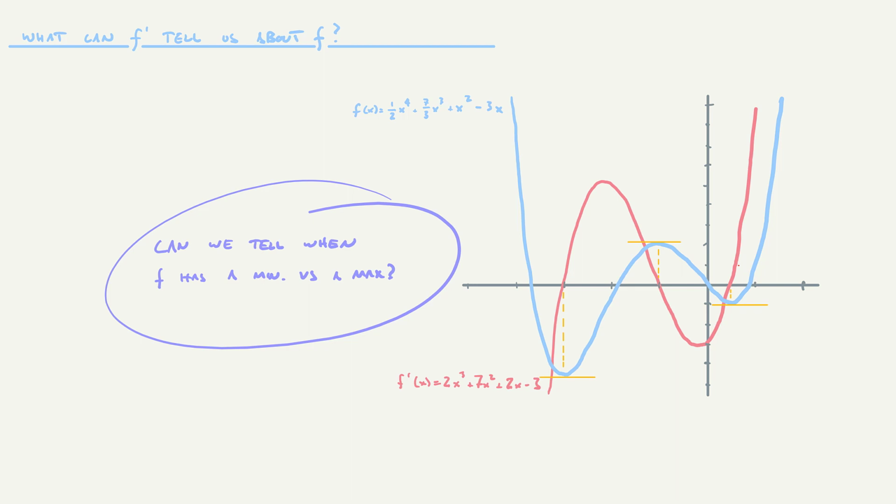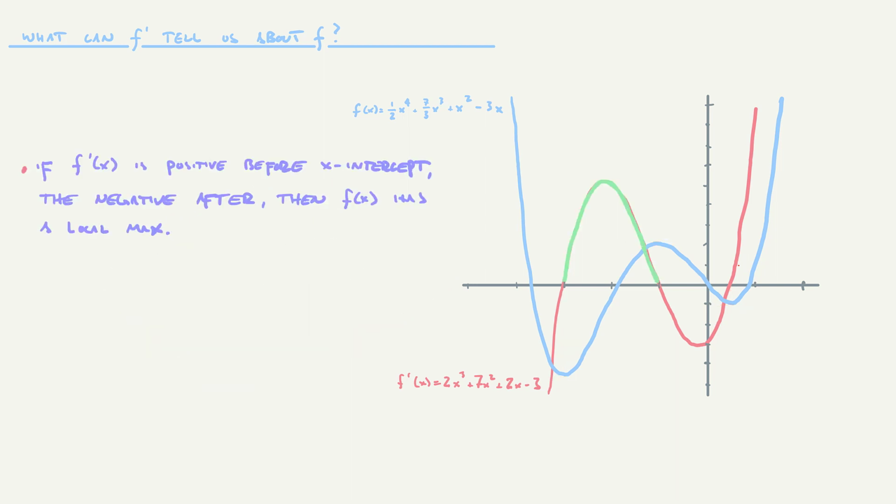But is there a way for us to be able to tell when it's a maximum versus when it's a minimum in a local extrema sense? So let's try to figure that out, right? Can we tell when f has a minimum versus a maximum? The answer is yes, and it has to do with looking at what your derivative was doing before and after an x-intercept.